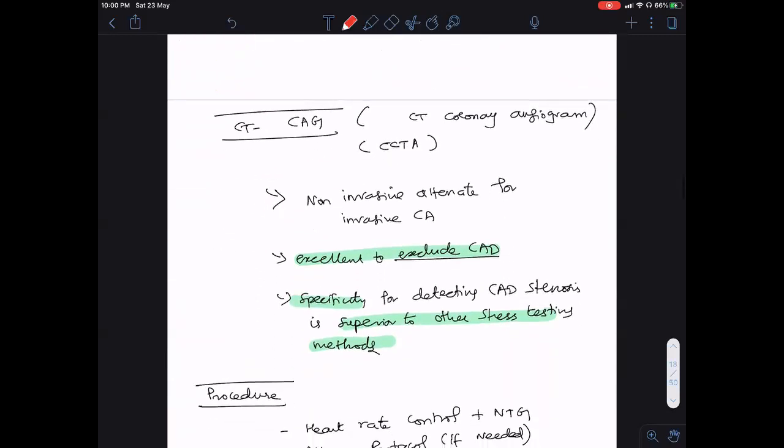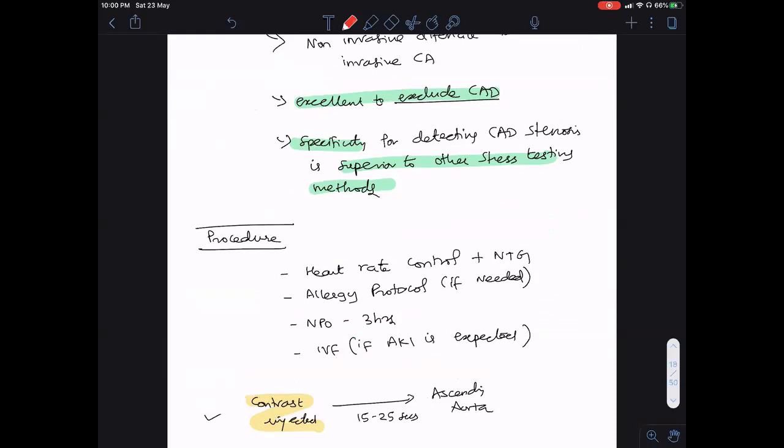So that was about coronary artery calcium score. We'll now move on to CTCA. So CTCA is nothing but CT coronary angiogram. It's a non-invasive alternative, excellent to exclude CAD, etc. It's got a very high specificity.